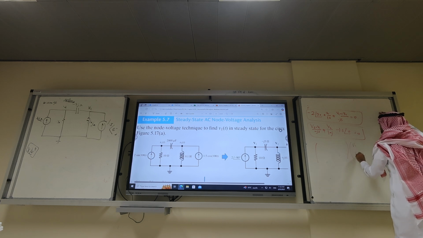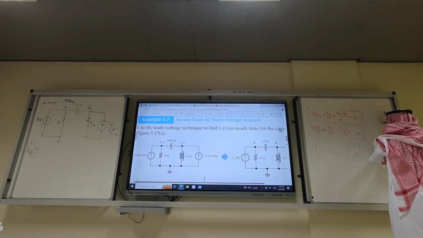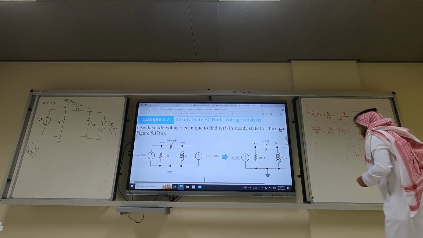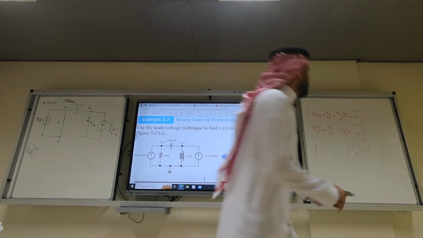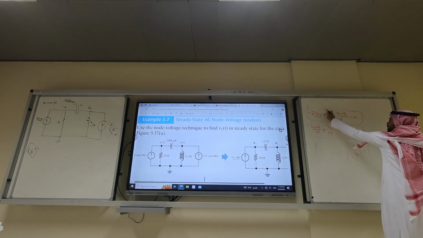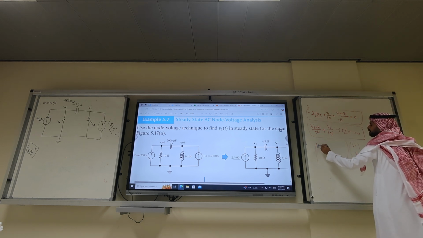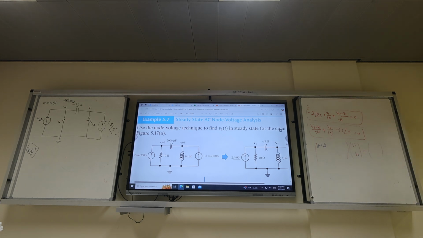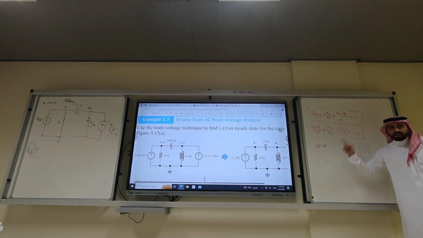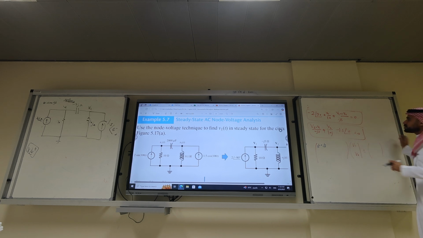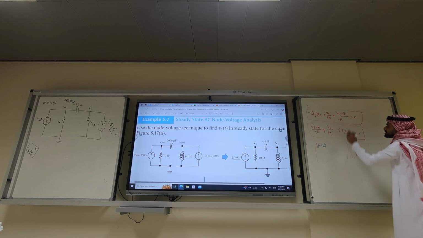We're professionals. V1, V2. What's the coefficient of V1? It's 1 over 10 plus 1 over minus J5, right? You agree with me? In the exam, try to simplify things. Do not try to calculate everything later. Okay? What are the coefficients of V2? Minus over minus J5 is what? 1 over J5.